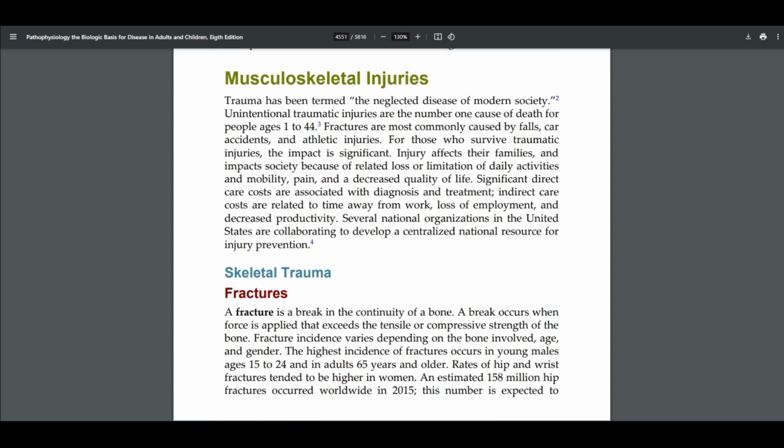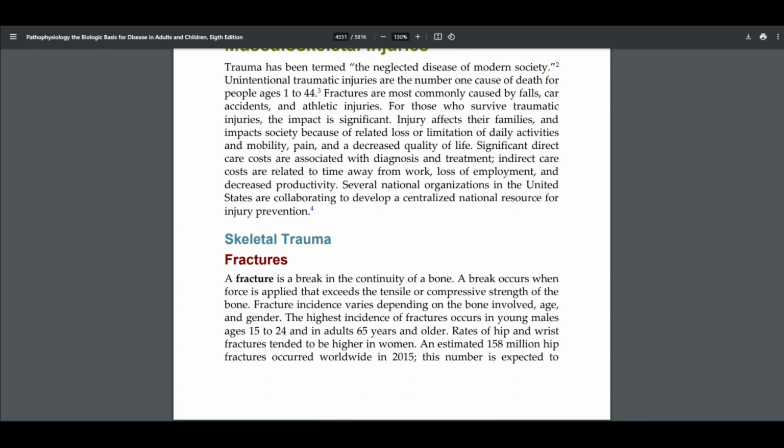Injury affects the families and impacts society because of related loss or limitations of daily activities and mobility, pain, and decreased quality of life. Significant direct care costs are associated with diagnosis and treatment. Indirect care costs are related to time away from work, loss of employment, and decreased productivity. Several national organizations in the United States are collaborating to develop a centralized national resource for injury prevention.